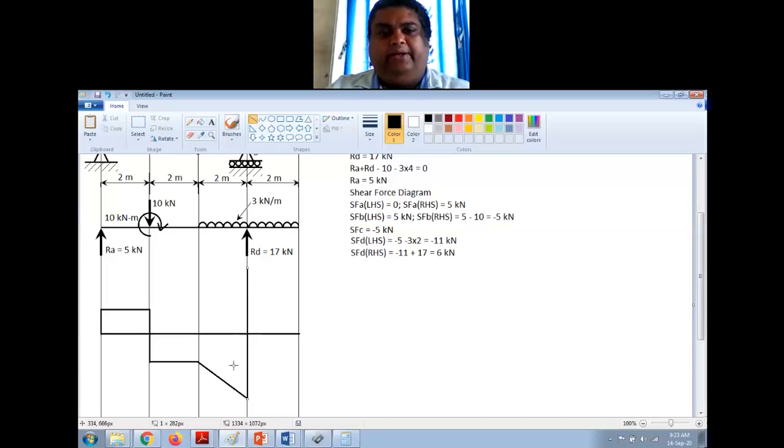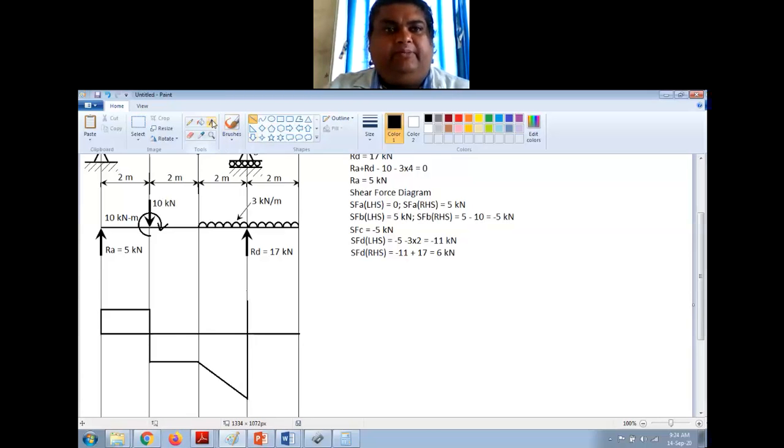So at point D, you have shear force varying between 6 to minus 11 kilonewton, right? So this is the variation. I just decrease this point because it is 6. This is 5, so let this be 6.